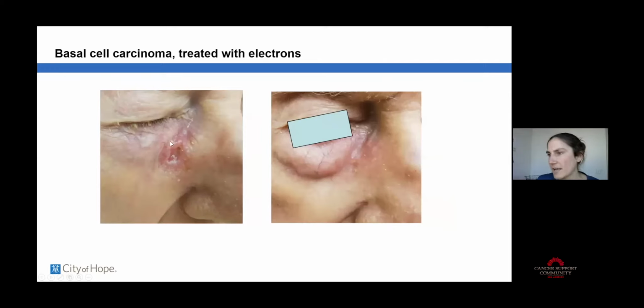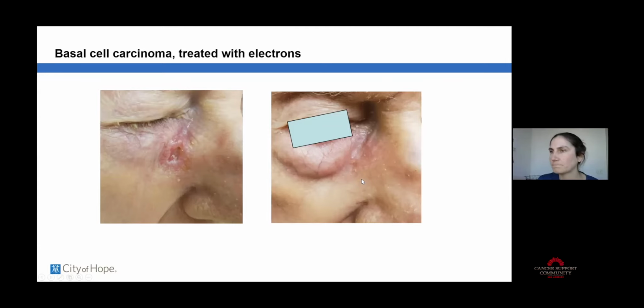This gentleman had a basal cell carcinoma right near his eye here, and certainly a surgery in this area would be challenging, and he is also older, so there's a lot of times some concern with doing a surgical intervention for someone that's a little bit older and has other medical problems, things like that. So I treated him with electrons, and you can see it essentially just went away, resolved and closed up and healed.